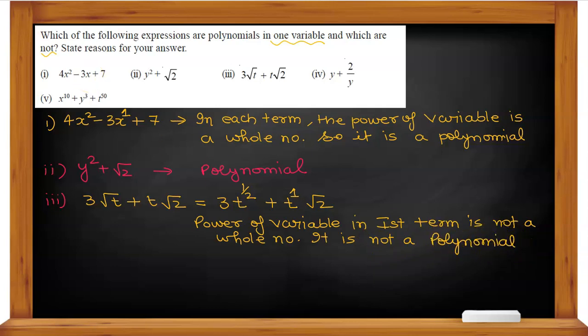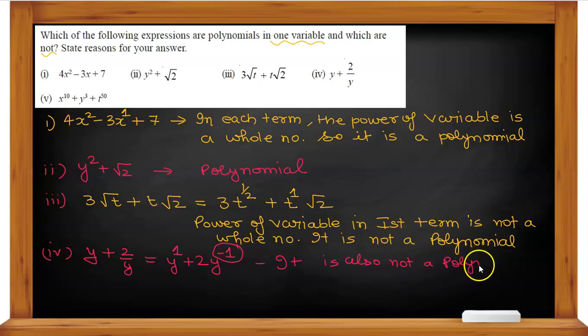Next one. Now, if we see the next one, number 4 part, the expression is y plus 2 over y, which we can rewrite as y plus 2 y raised to the power minus 1. So look at the first term. The power of y is 1, which is a whole number. But here, the power of y is minus 1, which is not a whole number. So we can write that the power of the variable in the second term is not a whole number. So it is also not a polynomial. Correct?